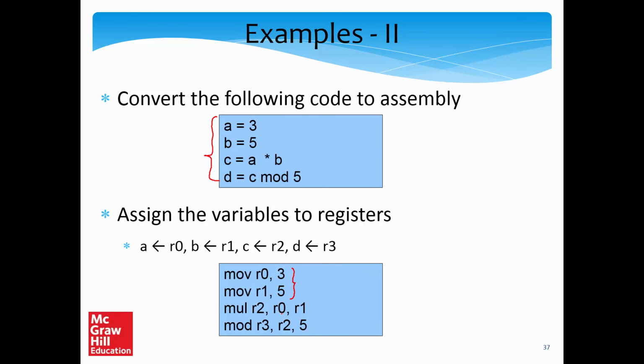Then we multiply R0 and R1 and we save the result in R2. So R2 is C and then again we do R2 mod 5. I'm putting the percentage sign because that's what it is in C. And we do R2 mod 5 and save the result in R3.